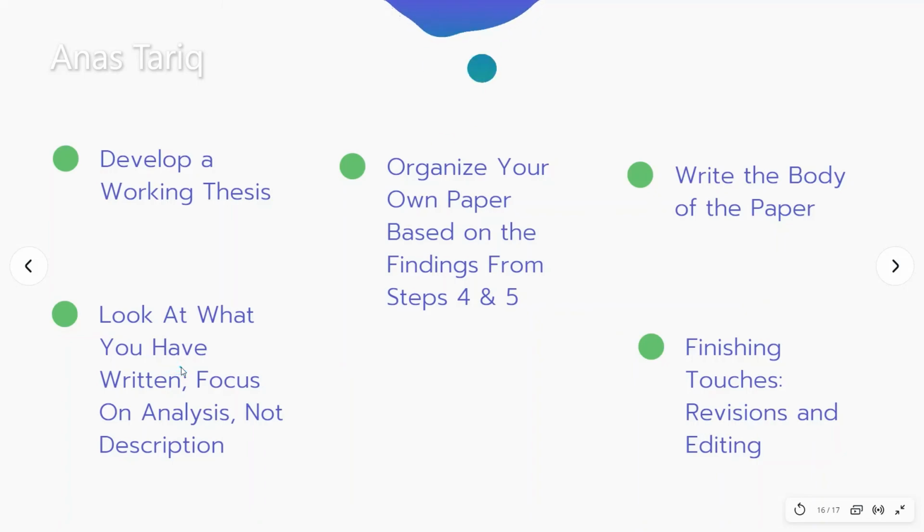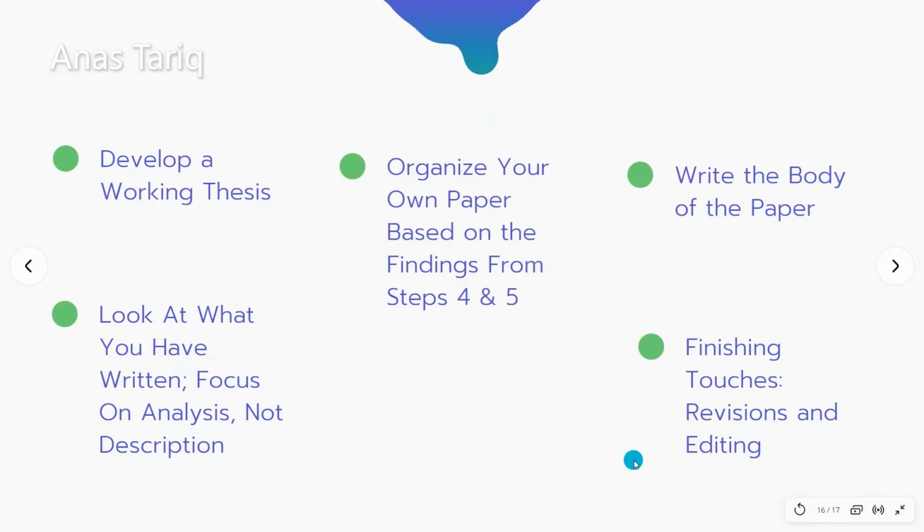Look at what you have written, focus on analysis and not on description. It means that you look at the topic sentences of each paragraph. If you were to read only these sentences, would you find that your paper presented a clear position, logically developed from beginning to end.